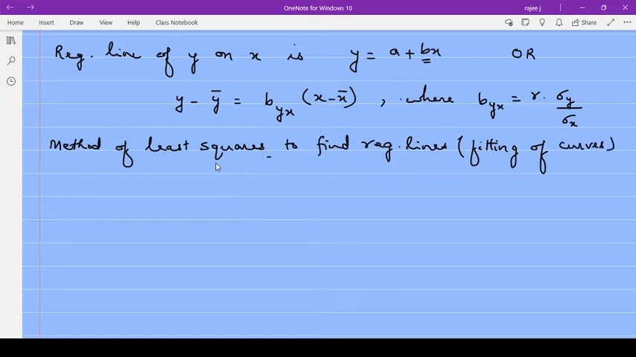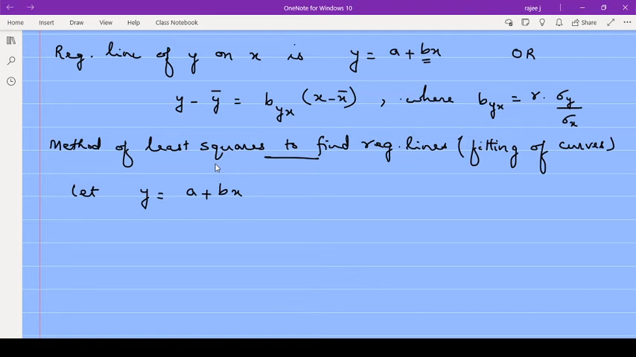The method of least squares to find regression lines, or that process we call fitting of curves. Okay. Now what is this fitting of curves? Suppose y is equal to a plus bx is the regression line of y on x.